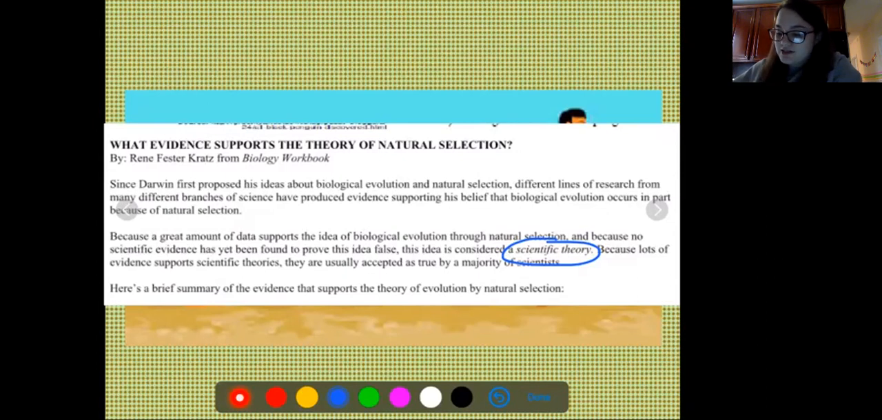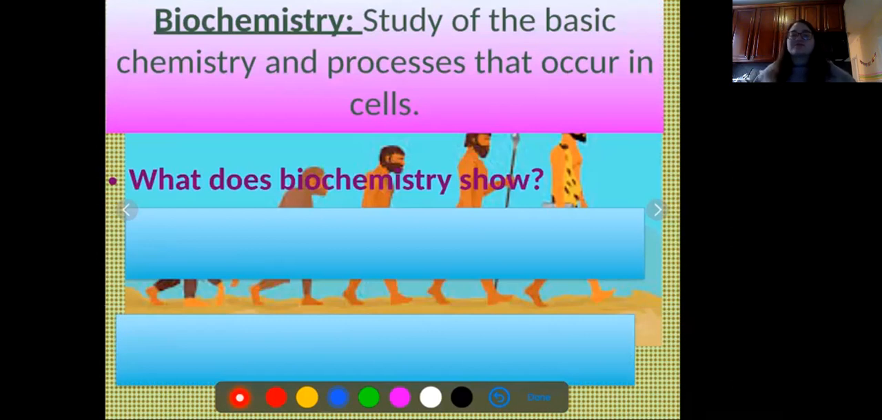All right. Let's find out what some of our evidence is. So on your paper, I think there are like 10 different examples of evidence that supports our theory of evolution. So as we go through this, make sure you are writing down these bolded and underlined words into your notes because that's what you need to jot down. All right, so the very first topic that supports the theory of evolution is biochemistry.